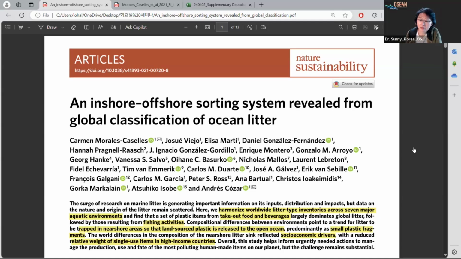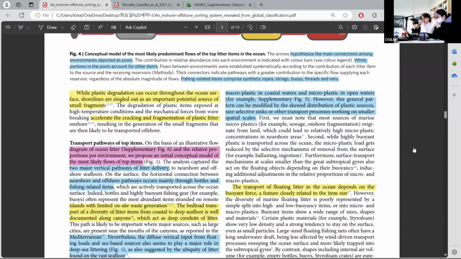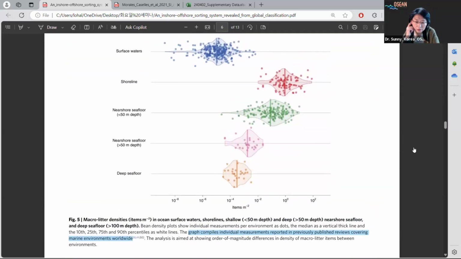In this kind of compiled paper, the methodology is very important to harmonize or standardize the raw materials and data. In this paper, they used the relative count per environment as very basic data, which they estimated from counts per meter or counts per square meter, something like that. But I don't think I understood well the concept, especially Figure 5. It's data per square meter. Yes, it's per square meter.